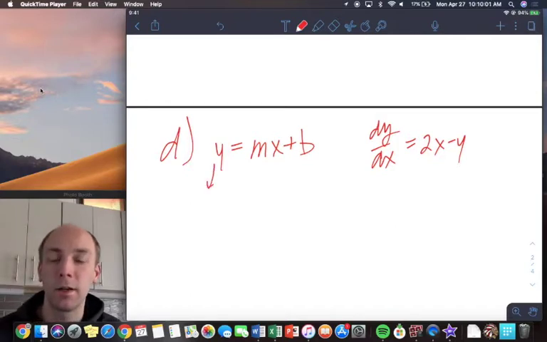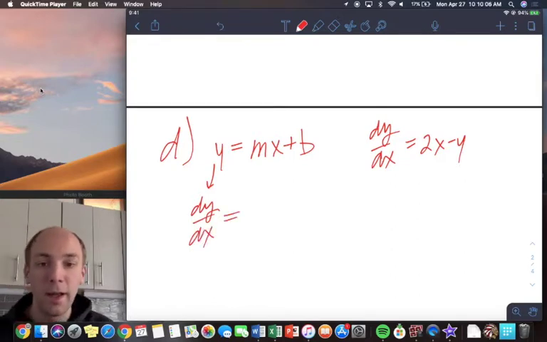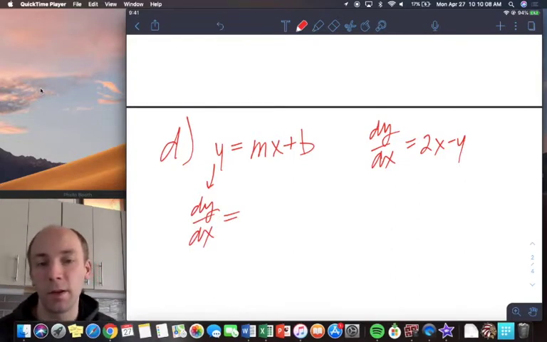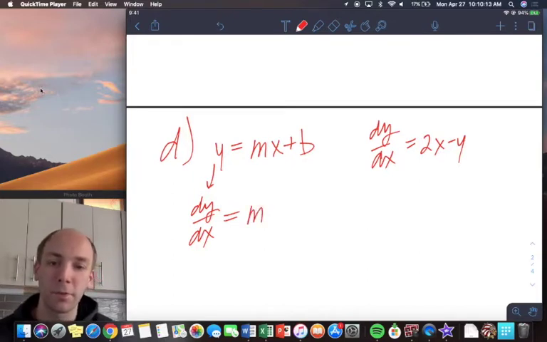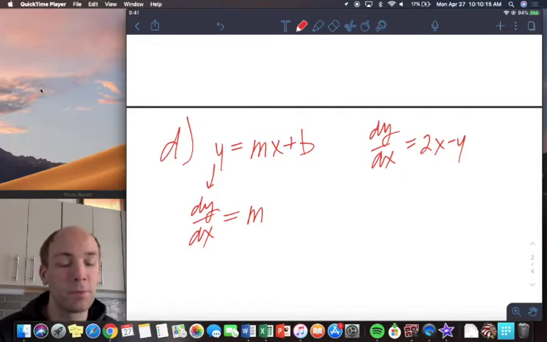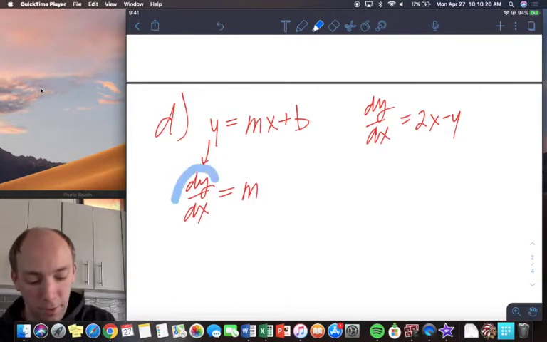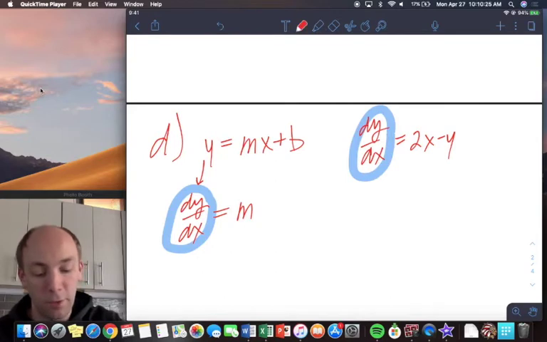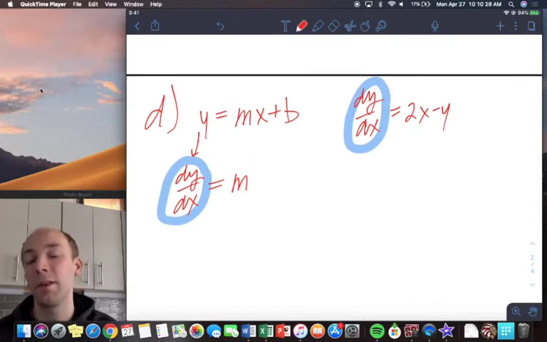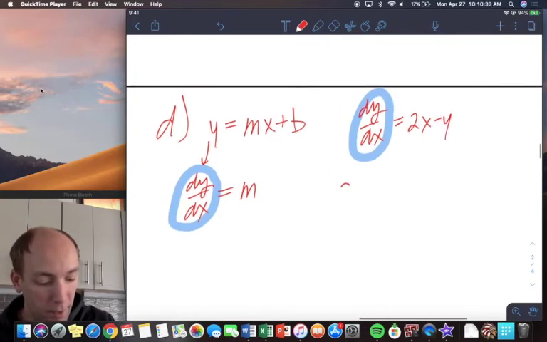If I took the derivative of y, I would get dy over dx. And the derivative of mx plus b is m. The derivative of mx would just be m, and the derivative of b would be nothing. So now that I found the derivative, I have a dy/dx here, and I have a dy/dx there. Because those two things represent the same thing, we're going to set them equal to each other. So m equals 2x minus y.